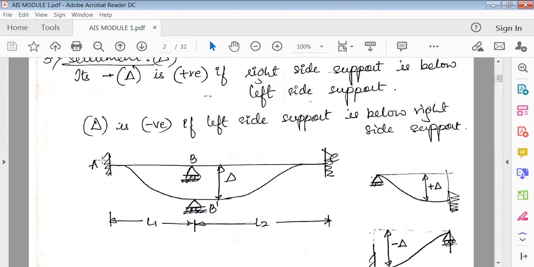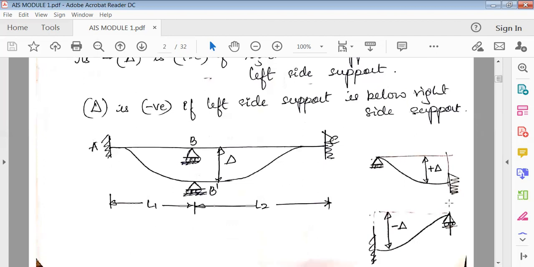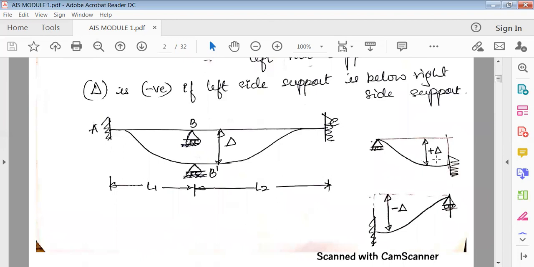In this A and B dash, A is in the original position, but B is sinking. When the right side support sinks, we'll consider only this module, and what we'll be doing is splitting every member, choosing the sign conventions, and marking all of them here. There is only one span here, with a left support and a right support. If the right support sinks, so the initial position is this, but it is going down, then it is positive.